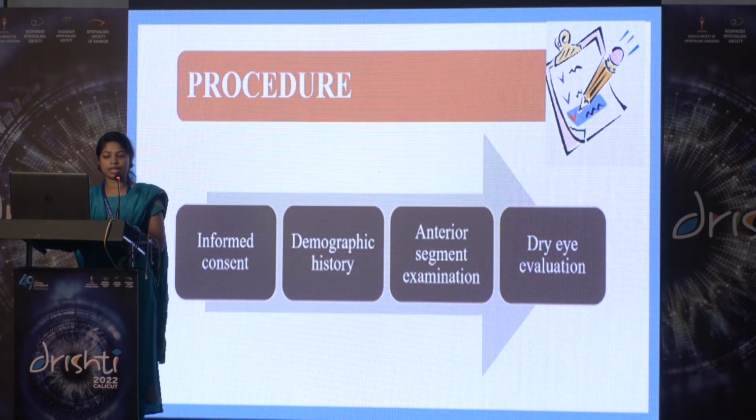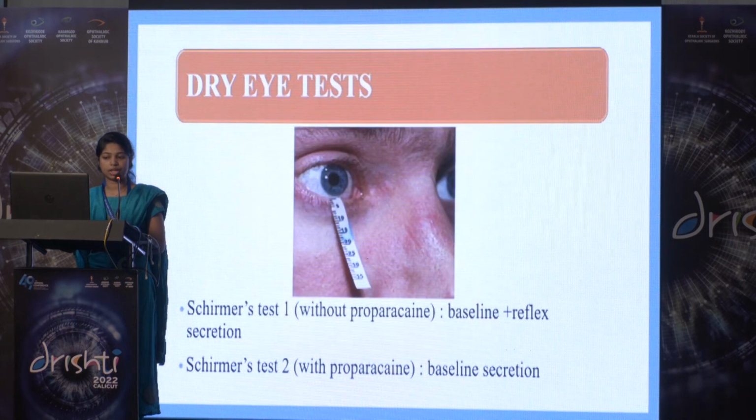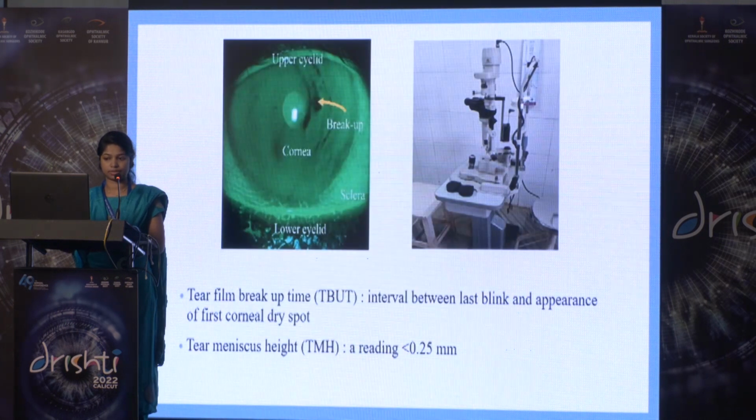The procedure was: first informed consent was taken, demographic history taken, and anterior segment examination followed by dry eye evaluation, which includes tests like Schirmer's test 1, that is without paracaine, and it assessed the baseline and reflex secretion. Schirmer's test 2 with paracaine assessed the baseline secretion. The tear film breakup time was the interval between the last blink and the appearance of the first corneal dry spot. And tear meniscus height, a reading of less than 0.25 mm is considered as dry eye.